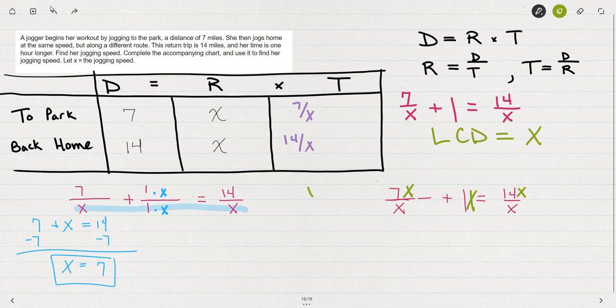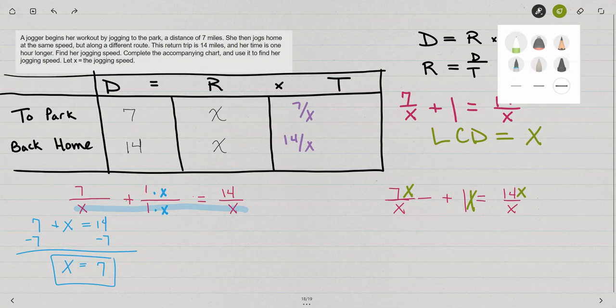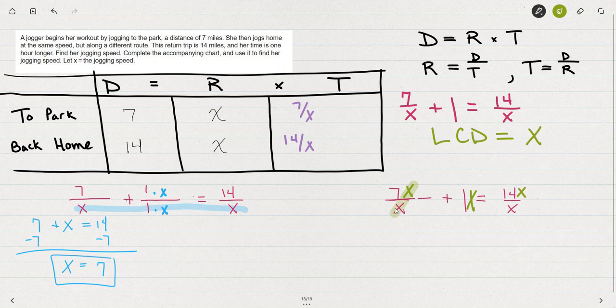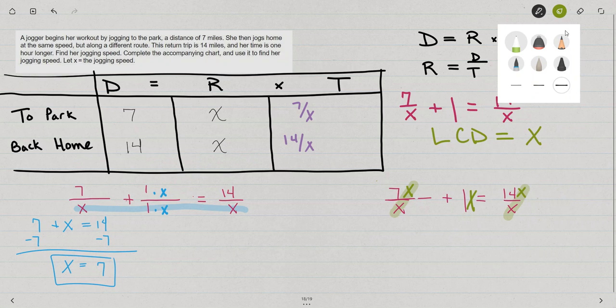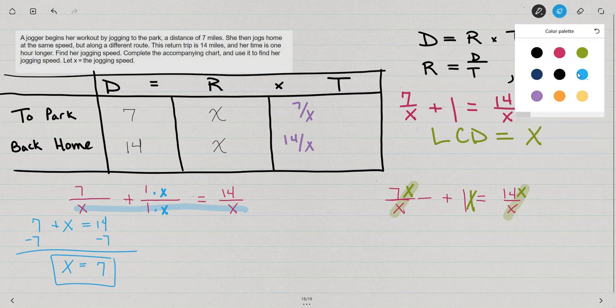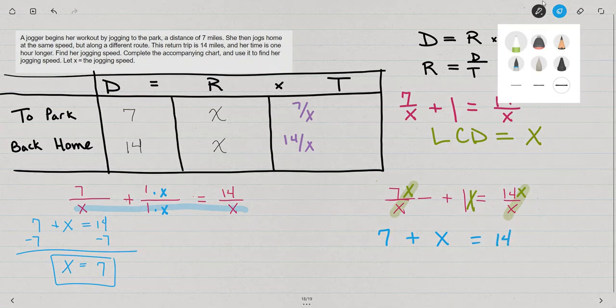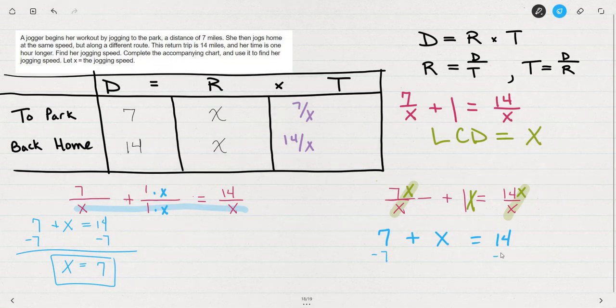When we've done that, the next step is we're ready to reduce. So do you see what reduces? This x over x divides out, and this x over x divides out. And what we're left with is the same thing we're left with over on the left. The x is divided out, so we've got 7 plus 1 times x equals, these x's divided out, equals 14, and then solve for x. So I'll subtract 7 from both sides, and I have x equals 7. Either way, we got x equals 7.